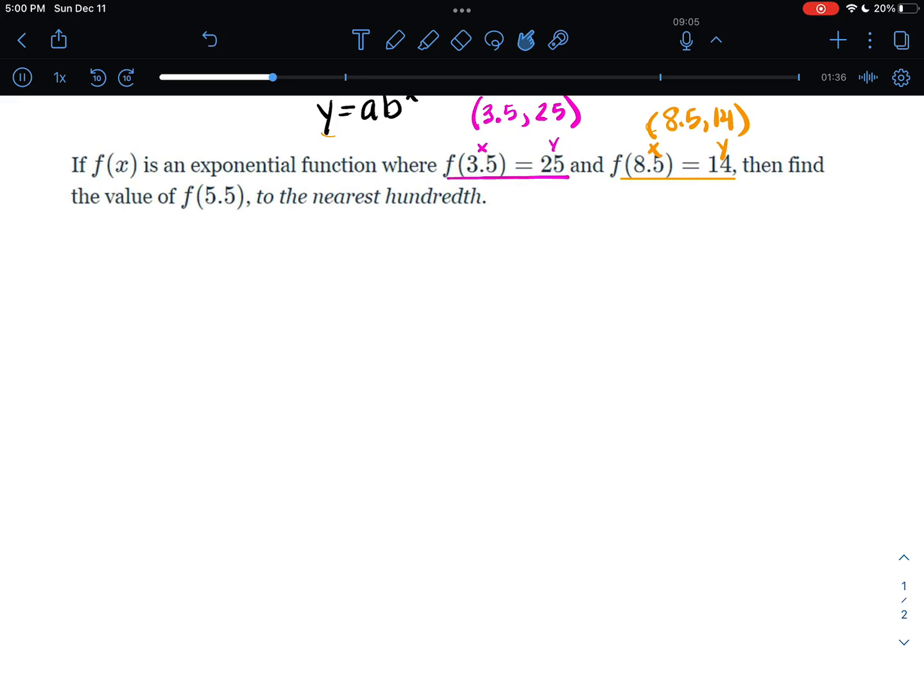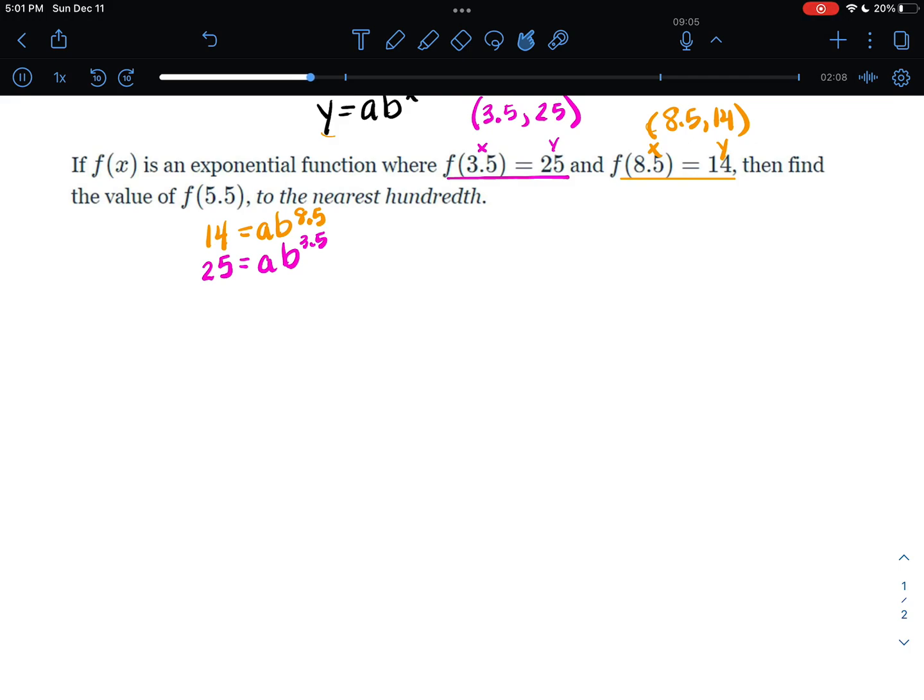So putting it into our equation, y equals a b to the x. I'm going to put 14 equals, I don't know my a, I don't know my b, but I do know my x, which for the orange function is 8.5. Now I'm going to fill in the values for my pink function, and I have 25 equals a, b to the 3.5.